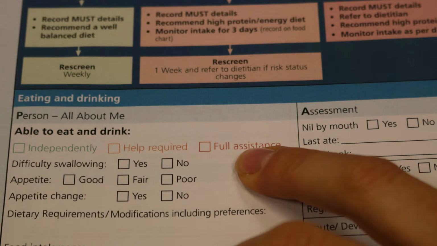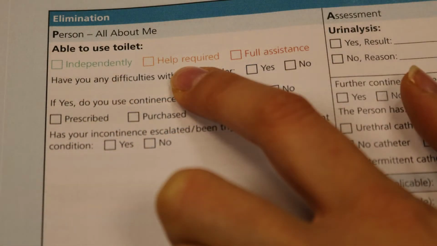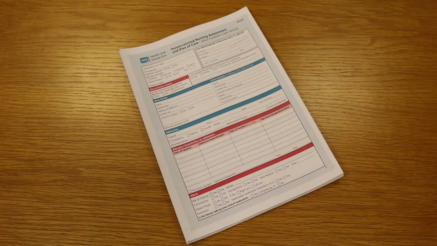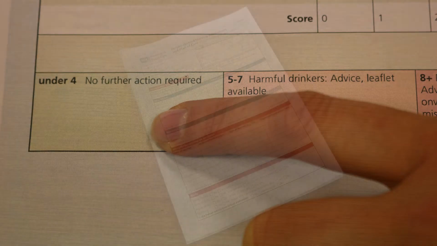drinking. Amber indicates a moderate level of risk, and therefore a moderate level of nursing intervention may be required. An example being that the person requires help with elimination. Green indicates that a low level of risk is identified, and therefore a low level of nursing intervention may be required. For example, if a person scores under 4 in Audit C, it indicates that a low level of risk is identified for alcohol consumption, and therefore minimal, if any, nursing intervention may be required.